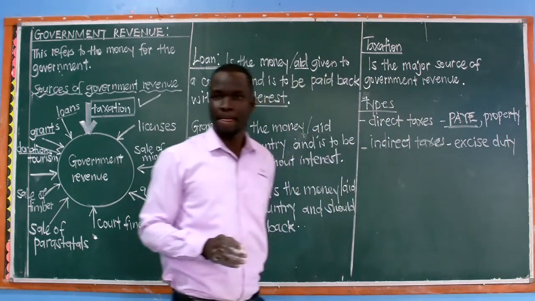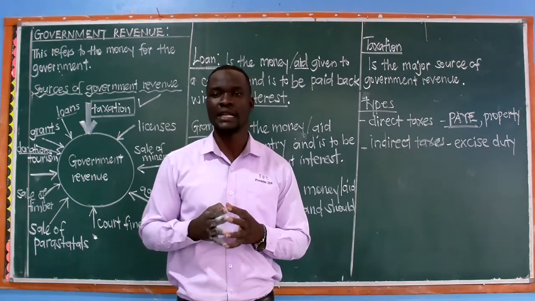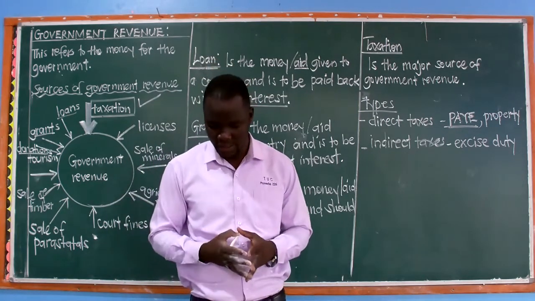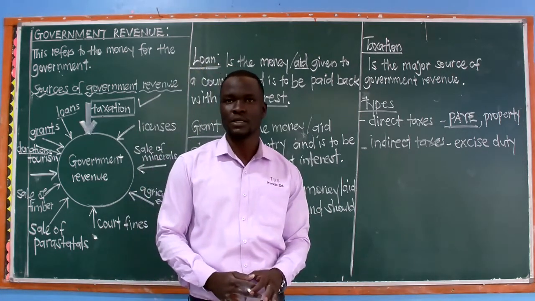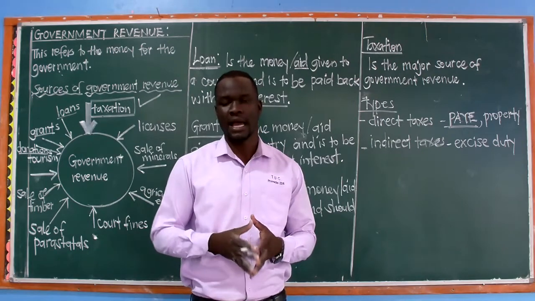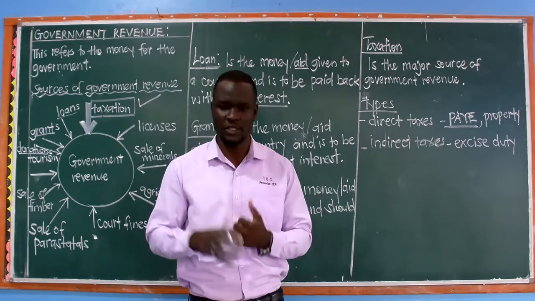Excise duty is the tax which is charged on goods locally made in the country. We say goods locally manufactured. That is what we call excise duty, and exports. Goods made locally in the country, and exports.